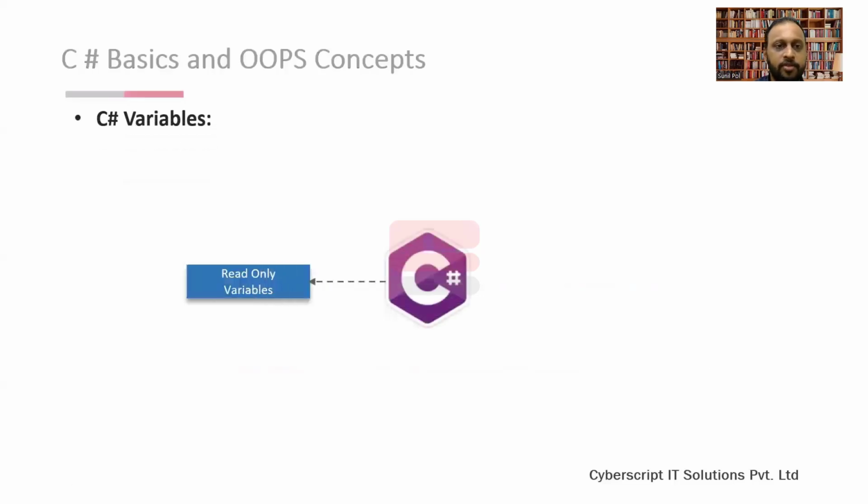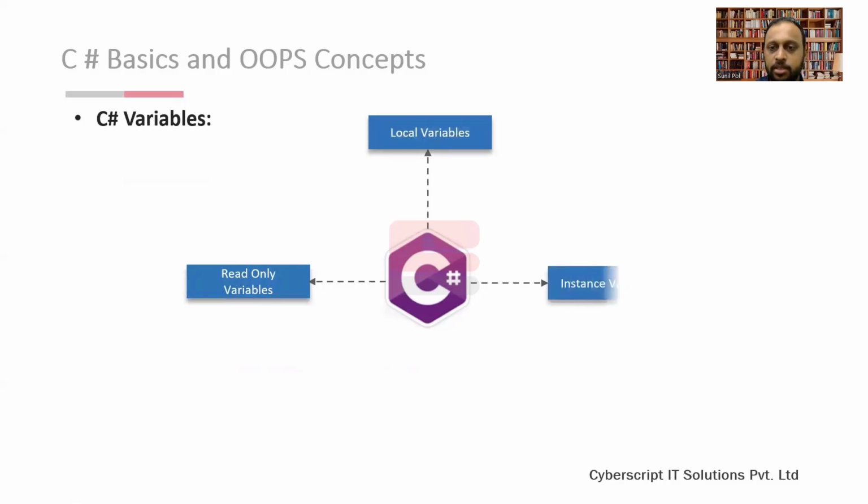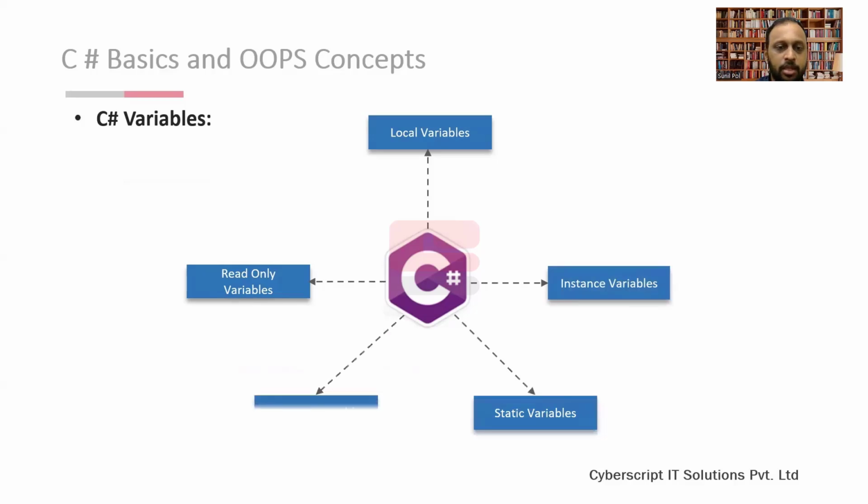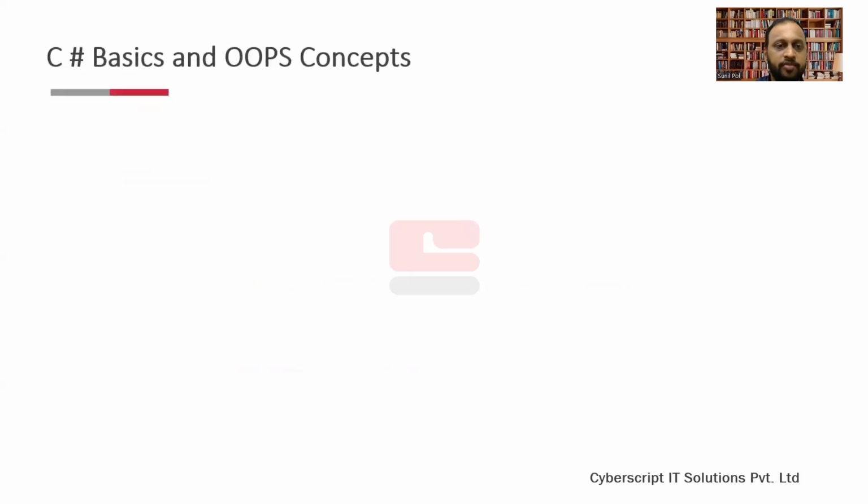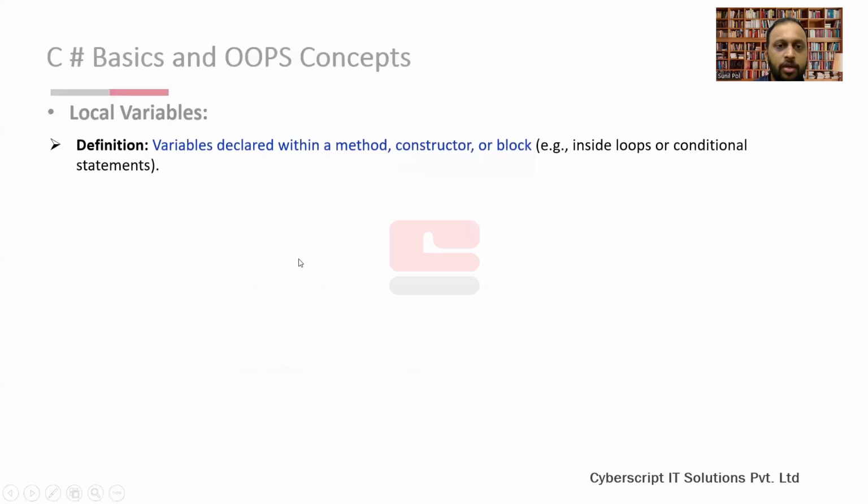So there are different types of C sharp variables: read-only variables, local variables, instance variables, static variables, and constant variables. Let's discuss local variables first. Variables declared within a method, constructor, or block are called local variables. So inside loops or conditional statements, those variables can be considered local variables.